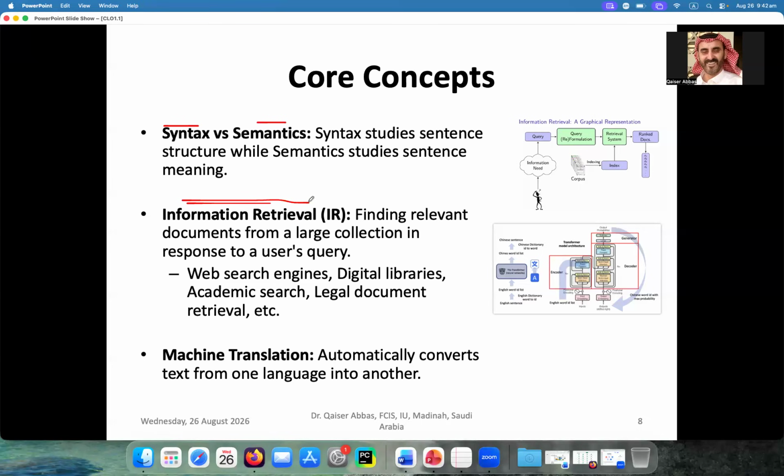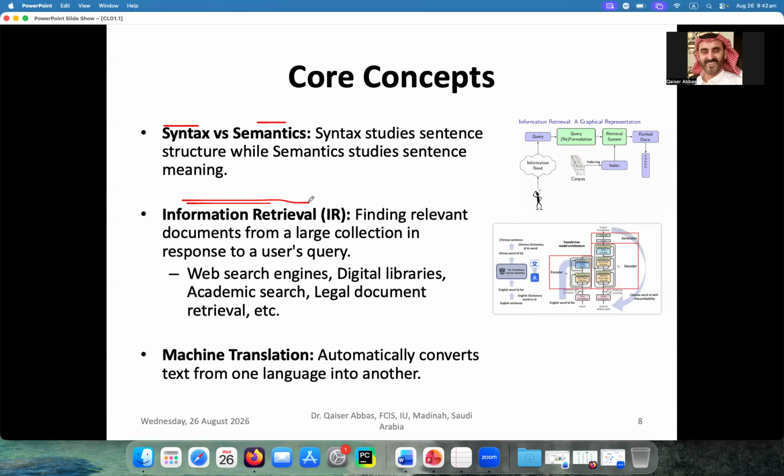This is one example: you are submitting your query, and then you are getting your response back from the information retrieval system in the form of documents which are relevant to your query, like you are doing on a Google search engine. So that search engine is an example of information retrieval.